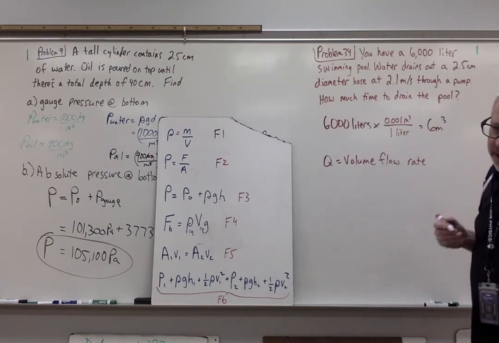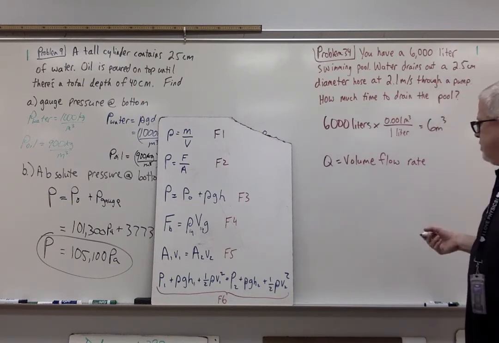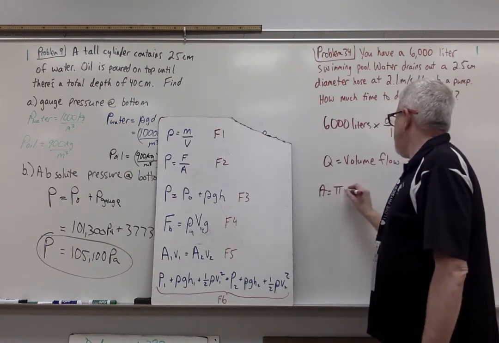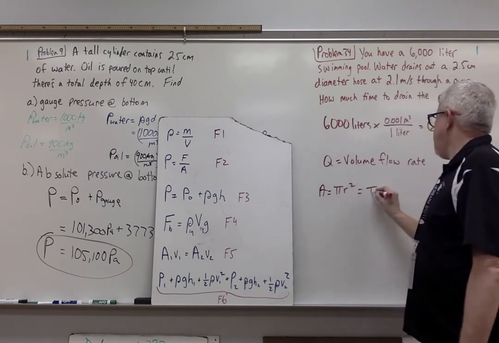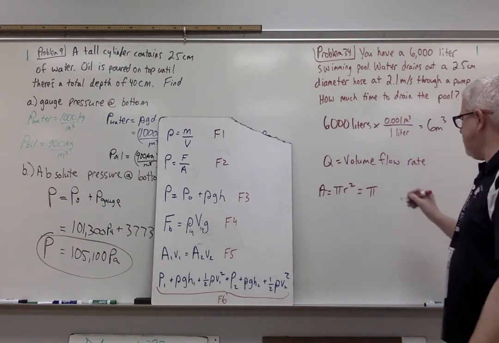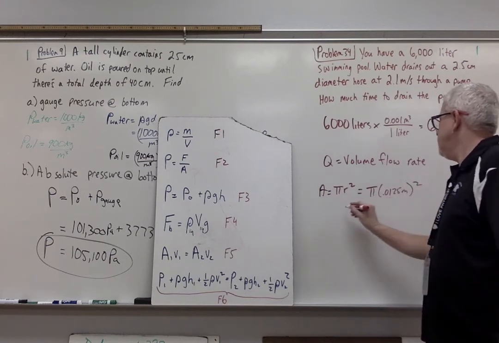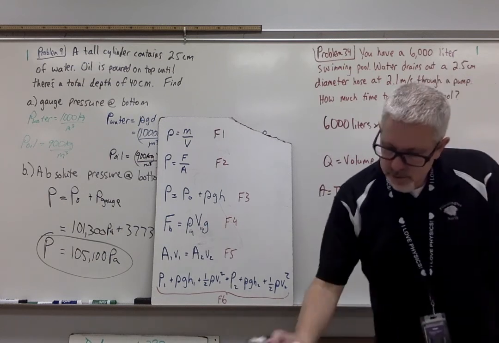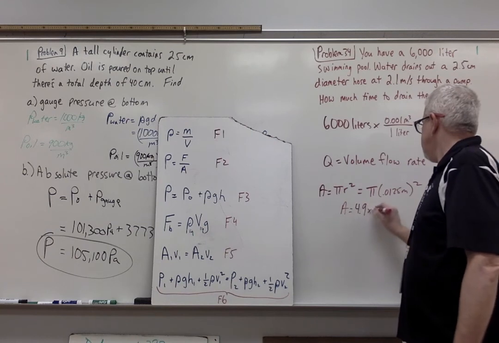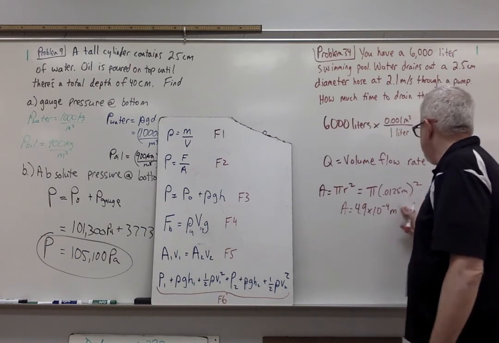So I need to figure that out, and to do that, I need to figure out this speed times the cross-sectional area. So the area of a circle is pi r squared. So in this case, it's pi. This was 2.5 centimeters, so the radius would be half of that, 1.25 centimeters. That's 0.0125 meters squared. So the area is equal to 4.9 times 10 to the negative 4th square meters, pardon me, not cubic meters.